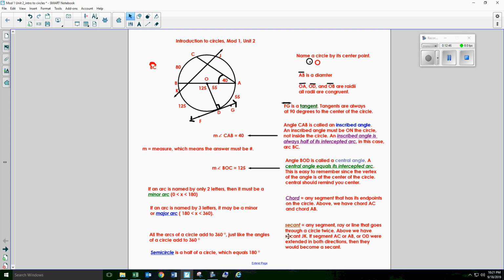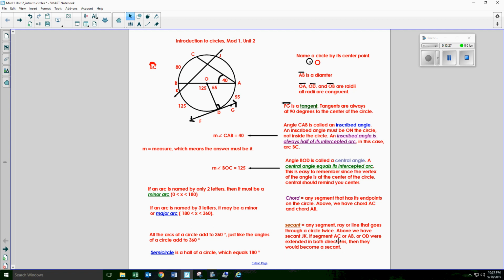All right, next vocab word is secant. Any segment, ray, or line that goes through a circle twice. So here, remember, tangent touches once and is perpendicular to the radius of the circle. A secant touches twice, goes through twice. It could be a line, as it is here. It could start out here and go all the way to J and be a segment, but it started on the outside and hit here and ended here, so it goes through twice. Okay, and it could be a ray. It could just start here and go through K and keep going through J forever. Those are called secants.